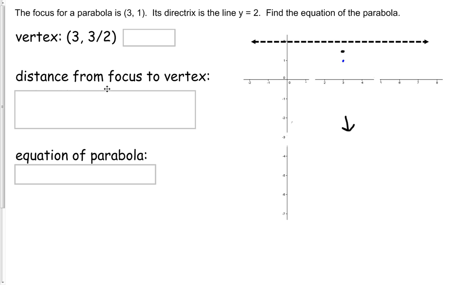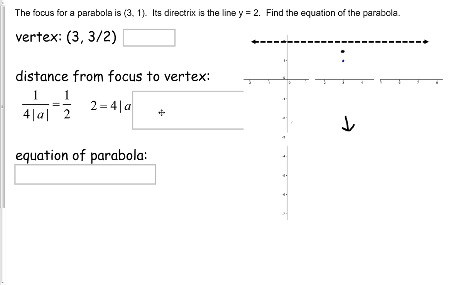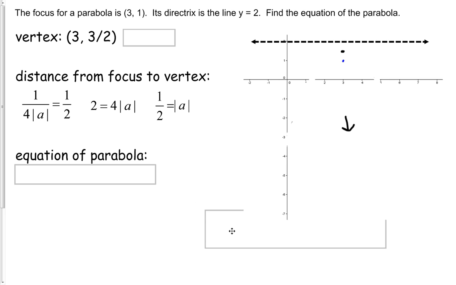So to calculate the distance from the focus to the vertex, we know that the formula is 1 over 4a. And since we know that 1 over 4a is going to be equal to that length of 1/2, we can set up an equation to solve for a. So let's do that. So 1 over 4 times the absolute value of a, I'll explain that in a second, is equal to that distance of 1/2. If we cross multiply here, we're going to get 2 equals 4 times the absolute value of a. Divide both sides by 4, and we're going to get the absolute value of a is equal to 1/2.